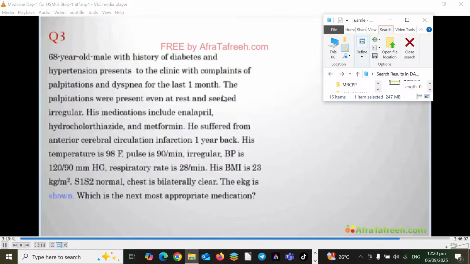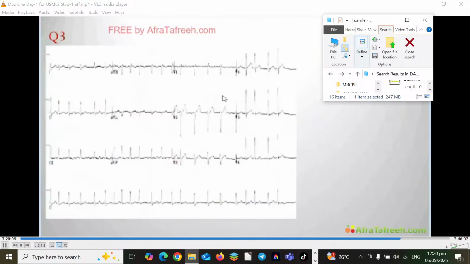The last option is, let's just forget it. Which is the next most appropriate management? A patient with diabetes and hypertension presents to you with palpitations. The palpitation was present at rest and seemed irregular. Drugs include enalapril, hydrochlorothiazide, and metformin. The patient suffered an anterior cerebral circulation infarction 1 year back. His temperature is normal. What is the most appropriate management? This is your EKG.